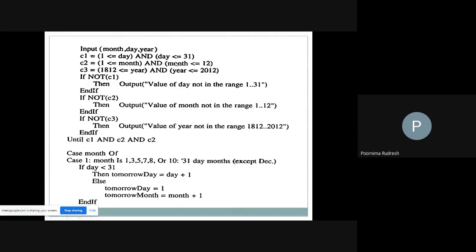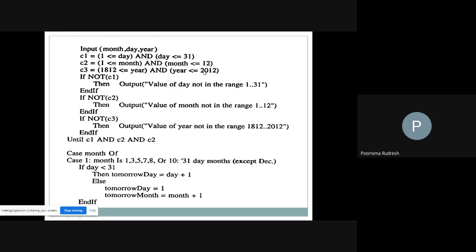Similarly for the month, if I enter the month as 13, then this condition fails. If not C2, because that is not satisfied, it will display the error message: value of the month is not in the range. Next, if I enter the year as 2020, then what happens? The value of the year is not in the range, because the range is given from 1812 to 2012. If I enter 2020, then it will display the error message.